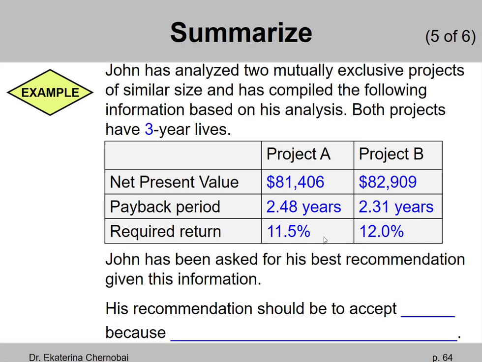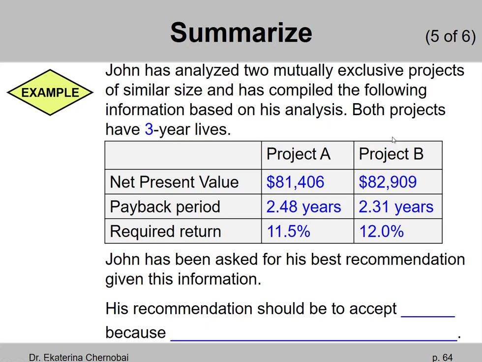Let's do a couple of summarizing examples. Let's say John has analyzed two mutually exclusive projects of similar size and has compiled the following information based on his analysis. Both projects have 3-year lives. So you can imagine year 0 when the money gets invested, year 1, year 2, year 3, right?